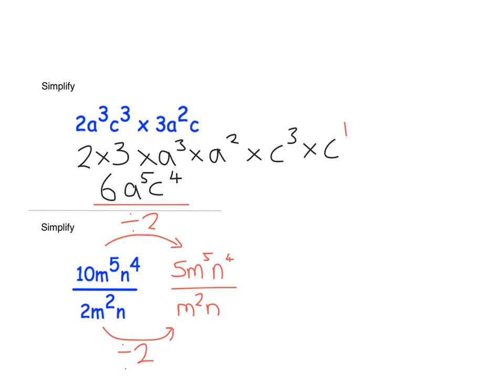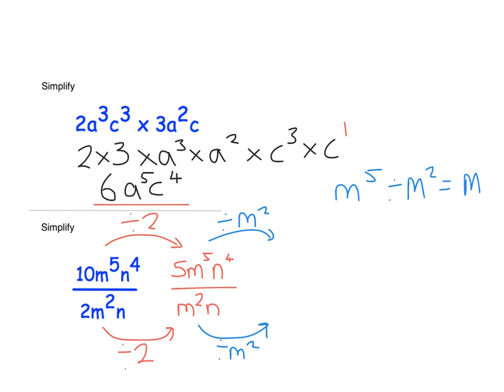Now I'm going to look at my m's, and remember when we're dividing powers we're taking away. I'm going to divide by m squared because there's an m squared in both the top and bottom. So it's going to be 5 take away 2, because m to the power of 5 divided by m to the power of 2, we take away the power, so that's going to be m to the power of 3. So I'm going to have 5m to the power of 3 n to the power of 4 over just n.